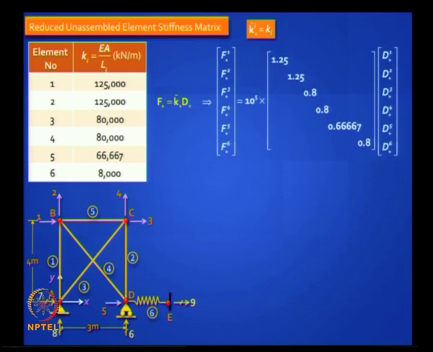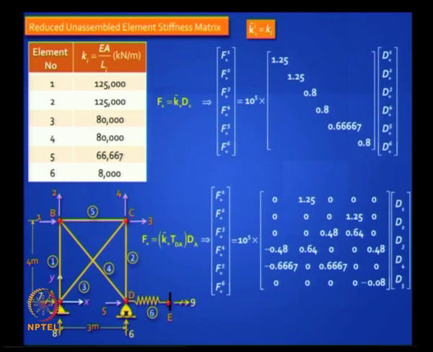Is it clear? It is a diagonal matrix. If I have not filled up anything else, it means it is all 0. So this is my K tilde star matrix, okay? Clear? Because you will get it from your axial stiffness for the 6 elements.